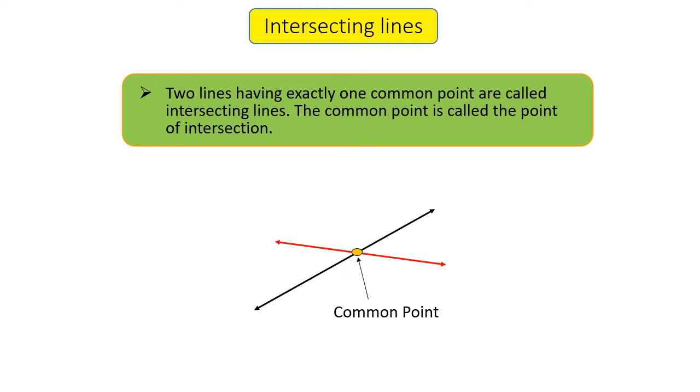Now, if two lines intersect each other, meaning they have one single common point, we call them intersecting lines. They are giving a common point. For example, look at this diagram. There is one line with red color and one line with black color. This yellow point is on both the lines, right? That's why they are intersecting lines.